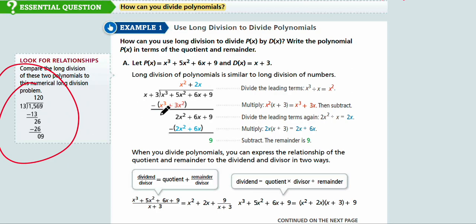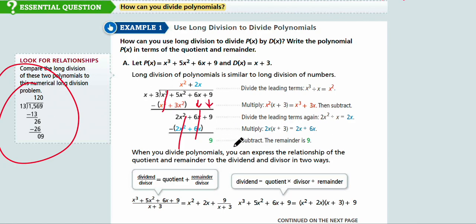So you subtract that to get rid of the first term, and this is the goal of why we're matching the leading terms, okay? And then we're going to subtract 5x squared minus 3x squared because they're like terms. And so we have 2x squared, and then you put the 6x and 9 down. And then you're matching the leading terms again. x times 2x will give you 2x squared. So you multiply 2x by the entire binomial, you get 2x squared plus 6x, and then you subtract, oh, they're gone. But the binomial x plus 3 doesn't go into 9 anymore, so that's your remainder.